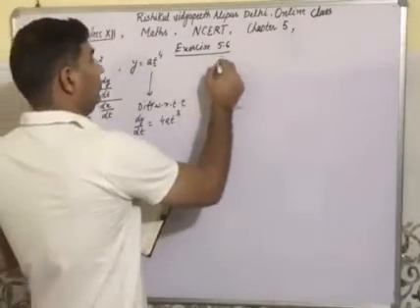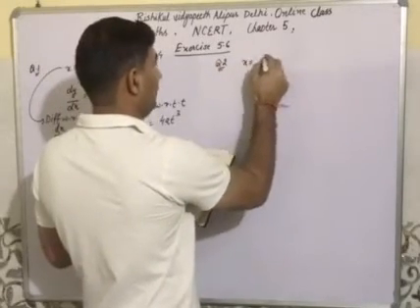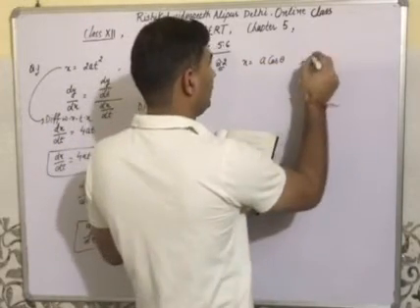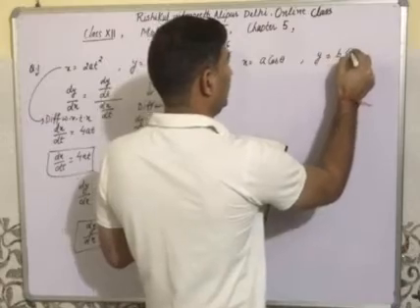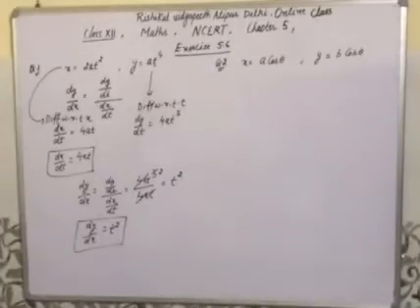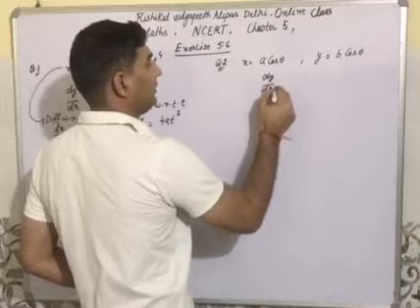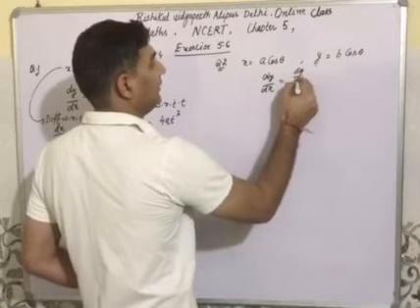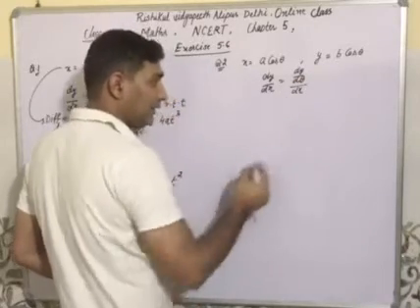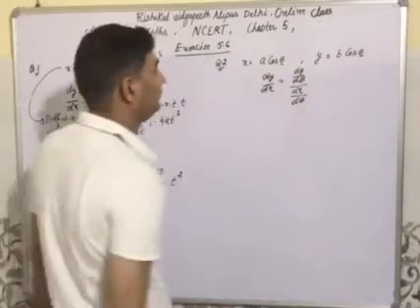And question number 2, x is equal to a cos theta and y is equal to b cos theta. Then dy by dx is equal to dy by d theta upon dx by d theta, because the parameter is theta.